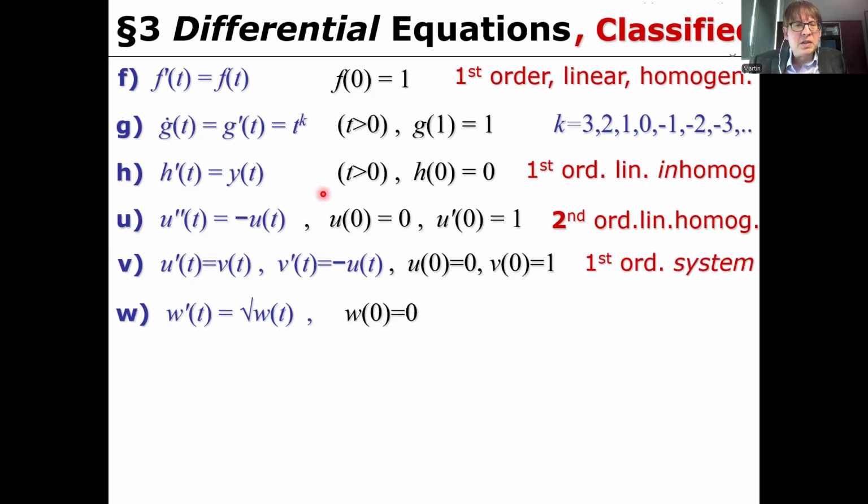Next one we discussed is again first order, but it's now a system. Two equations for two functions to be found. The last example that we discussed is first order, but it's nonlinear, and it's homogeneous, nothing that depends only on t. So, we've already seen many different types of differential equations.